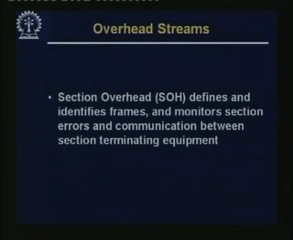So, let us look at these overheads separately. First, section overhead, which defines and identifies frames and monitors section errors and communication between section terminating equipment. So, these are its functions. It identifies frames, monitors section errors. So, if in that section there are errors, it monitors section errors and communication between section terminating equipment, so maybe 2 repeaters or a repeater and a multiplexer and so on.